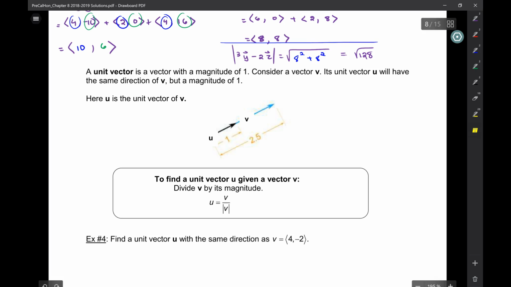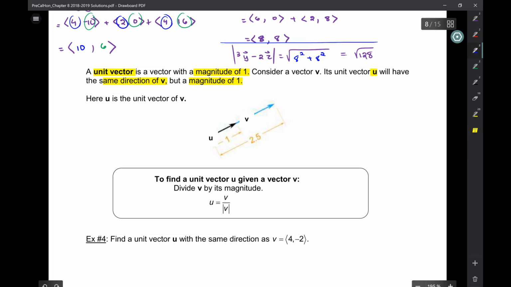All right. What a unit vector is, is a vector that has a magnitude of 1, right? But it's got a direction. It must have a direction, right? That's the whole point of it. Okay, so normally, if you have a vector v, the unit vector is given the symbol u, and it will have the same direction of v, but a magnitude of 1.